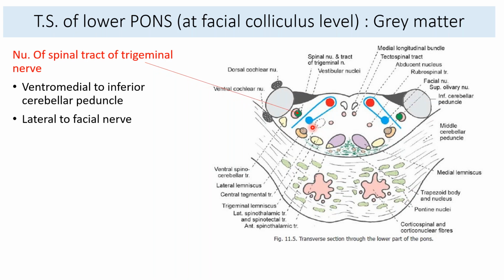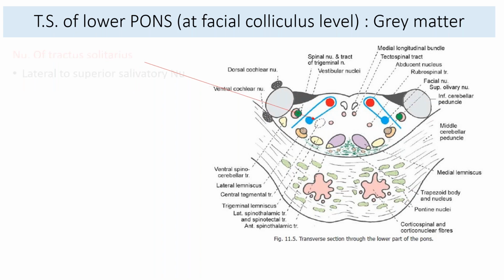The nucleus of the spinal tract of the trigeminal nerve is ventromedial to the cerebellar peduncle and just lateral to the facial nerve. So remember this anti-clockwise direction from abducent, vestibular, cochlear, fifth, and then seventh cranial nerve, all in this particular order. Somewhere around this, again not drawn in this section, is the nucleus of tractus solitarius, which is lateral to the superior salivatory nucleus, and this is involved in the taste pathway.